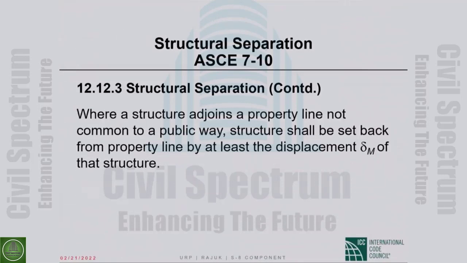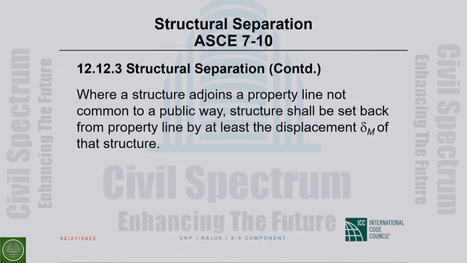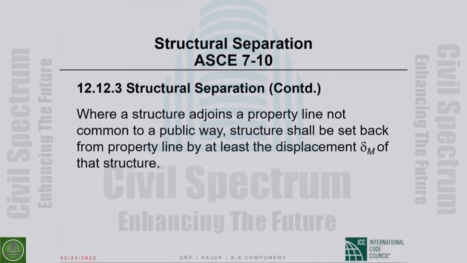Okay, structural separation. So that was what we discussed, the gap between two buildings on the same property. Now, where a structure adjoins a property line not common to a public way, the structure shall be set back from the property line by at least the displacement delta sub M of that structure. Okay.